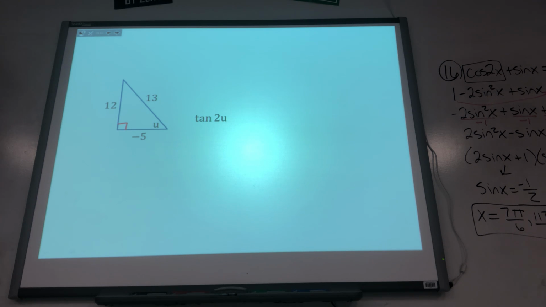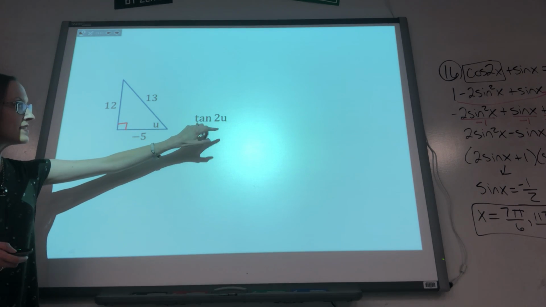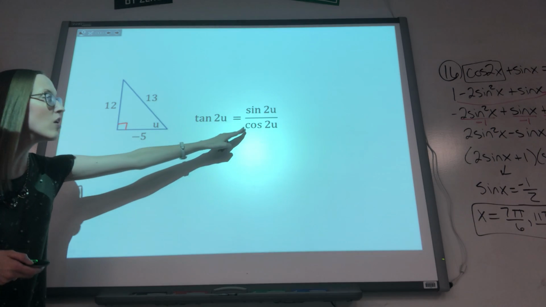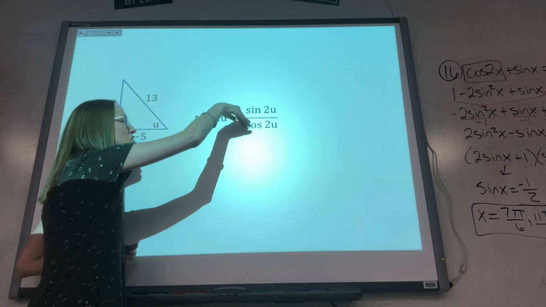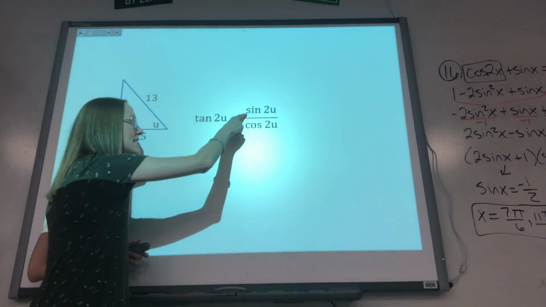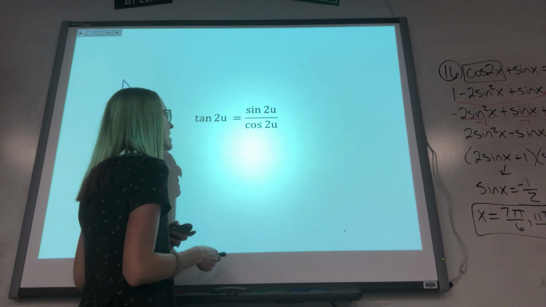If you already know what sine of 2u is and what cosine of 2u is, it's probably a little bit easier to do it like a quotient identity. Take sine of 2u divided by cosine of 2u. You can use this formula, but it probably is a little bit messier. I'm going to go this way.